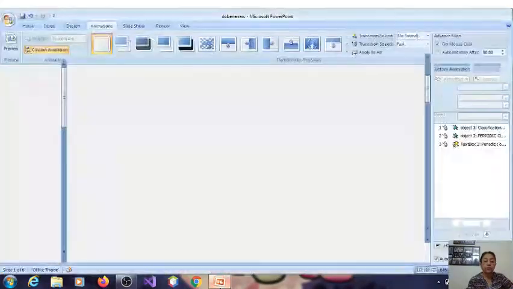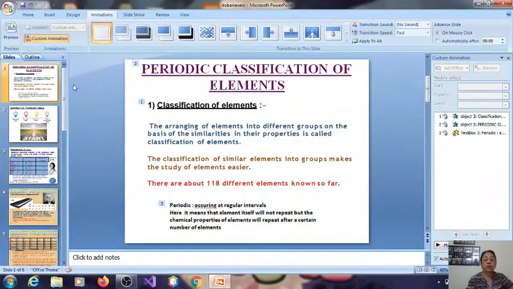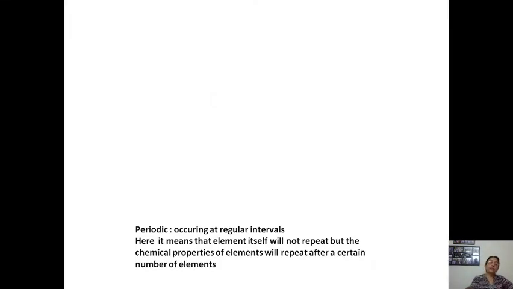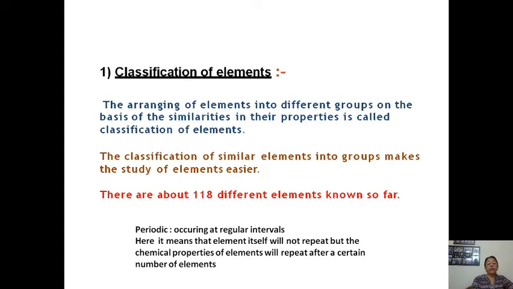Today I'm going to teach you about the classification of elements. Elements, as you all know, contain one kind of atoms, and there are about 100 different elements known so far. So if we are going to study all the elements separately or one by one, it will be very difficult for us to remember the properties of each and every element, and it will take many years of your life.